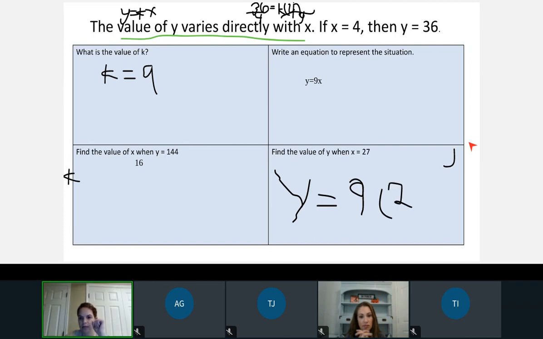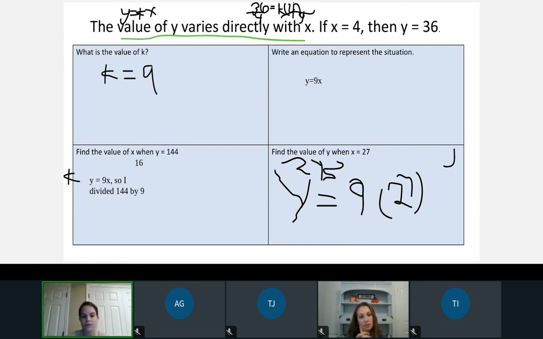Oh, good. I see lots more hands. Jasmine, good job. Now do the next one for find the value of y. Good job. Leo, I see your hand up. Good. Good job. Good, Leah.